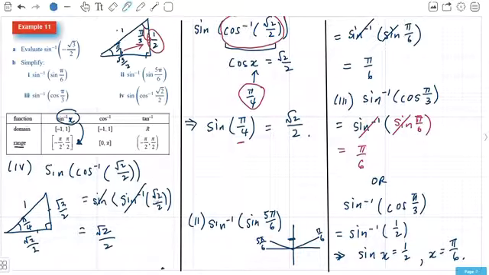So either way that you do it, either by cancelling out the inverse and the original, so sine and inverse sine, or by going through and doing the bracket first and then working it out. Remember, with these, always work out from the bracket. Either way, you're going to end up with the same answer.